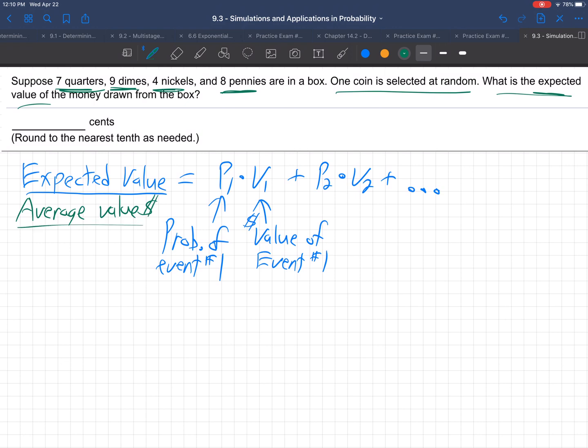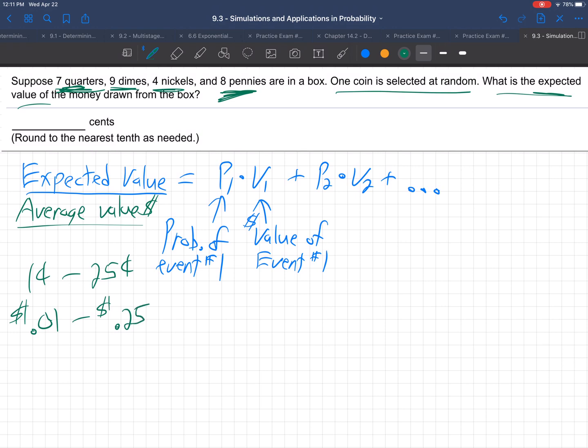If you're just going to pick one coin out, what's the lowest amount of money you could get out? A penny, 1 cent. What's the highest? A quarter, 25 cents. So you know that you're going to get some amount of money out of that box, between 1 cent and 25 cents, right? Put that in dollars, somewhere in that region.